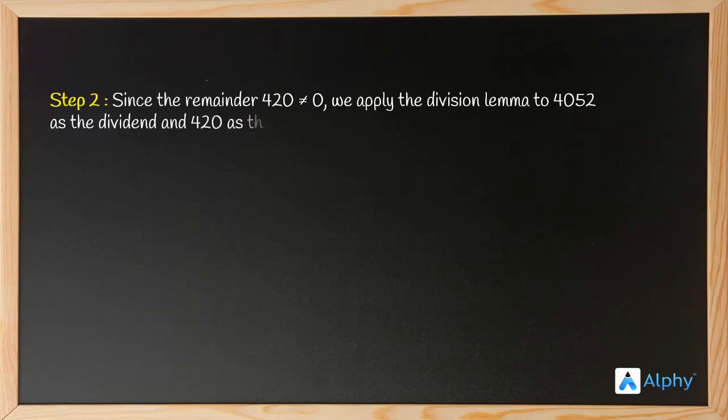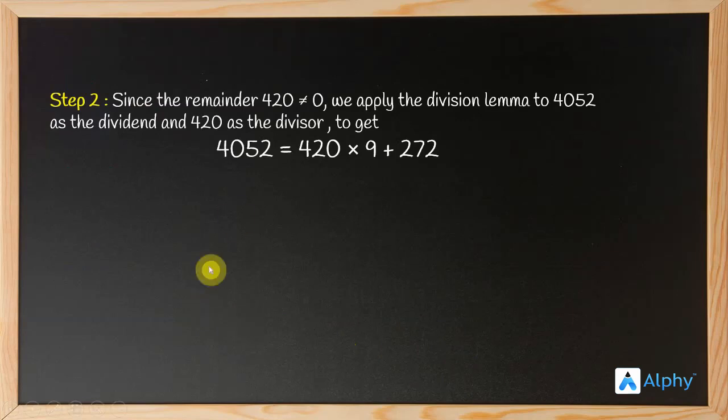We have step 2. Since the remainder 420 is not 0, we apply the lemma to 4052 as the dividend and 420 as the divisor. So here we will have 4052 as the dividend and 420 as the divisor, because 420 is not equal to 0. If in the earlier step we would have got the remainder as 0, we would not have moved on and we would not have come to step 2. We would have got our answer in that step only. But until the remainder becomes 0, we have to continue.